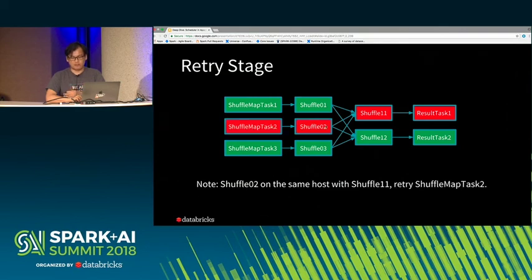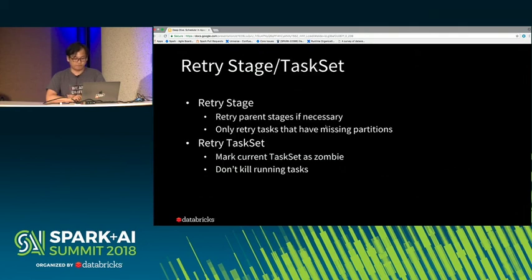And for another example, unfortunately, shuffle 0-2 is on the same host with shuffle 1-1, and a fetch failure of shuffle 1-1 can mean that the host has gone down. So shuffle 0-2 is also lost. And in this case, we have to first retry shuffle map task 2, and after it finished successfully, we retry result task 1.